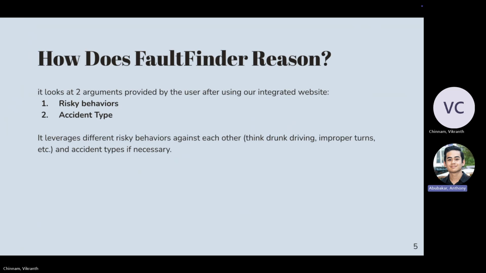Additionally, we also needed to account for the accident type, especially if none of the parties have risky behaviors. As an example, say that vehicle 1 rear-ends vehicle 2, but none of them have engaged in any risky behaviors. None of them have been drunk driving, none are distracted, none have made any improper turns. Then, just due to the nature of it being a rear end, you would assume that vehicle 1 is at fault because they rear-ended vehicle 2. And now we'll go into our demos done by Vikranth.